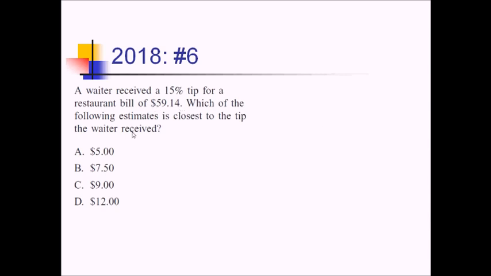But now since I'm estimating this, I don't have to use 59.14. I'm going to use 60 instead. So my setup, I'm going to do 15 over 100 equals x over 60. And there's other ways to do this problem, but this is the most mathematical, formulaic way. So I'm going to have to cross multiply to solve for x.